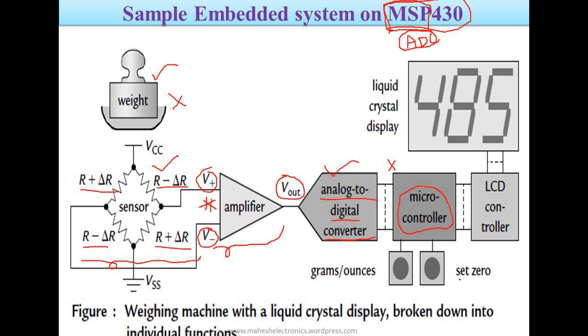That is, when weight is not present, it should display 0 on the LCD. And see here, 2 buttons are present which are used to supervise the complete system. You can set to 0 with the help of these 2 buttons. That is, you can set the initial point.